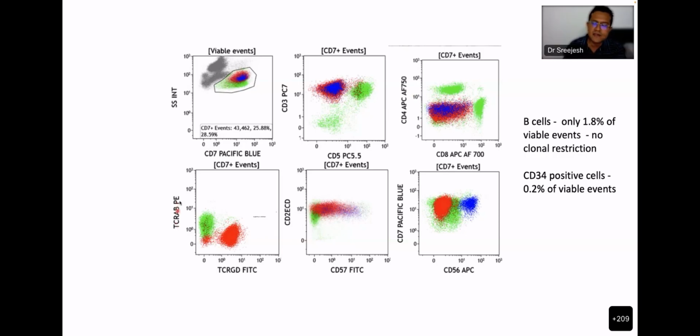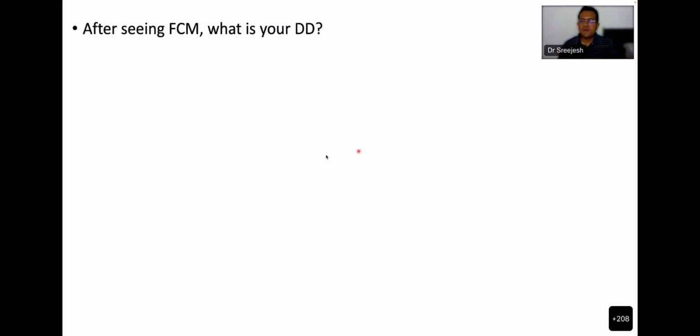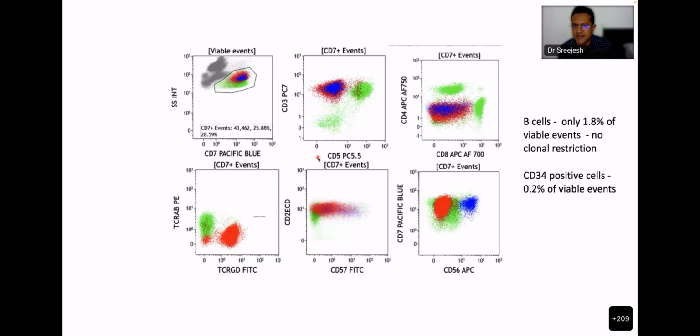T cell receptor alpha beta is negative. T cell receptor gamma delta is positive. CD2 is positive. CD57 is heterogeneous, and CD56 is negative. So after seeing the flow cytometry, what do you think? You have a series of T cells: CD7 positive, CD5 negative, CD3 positive, CD4 and CD8 negative.